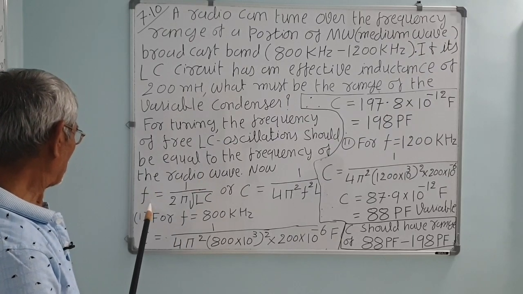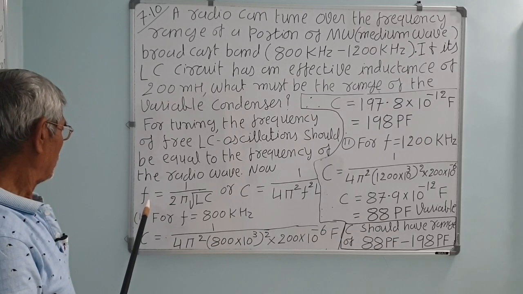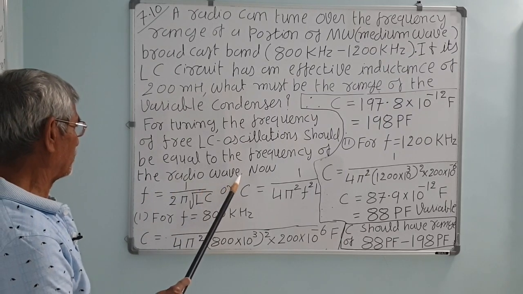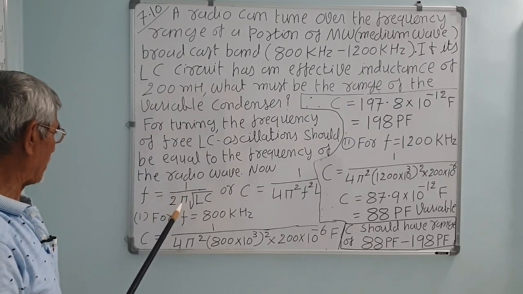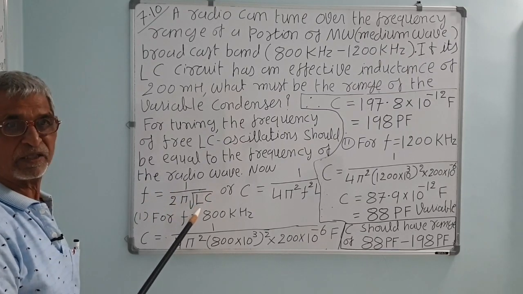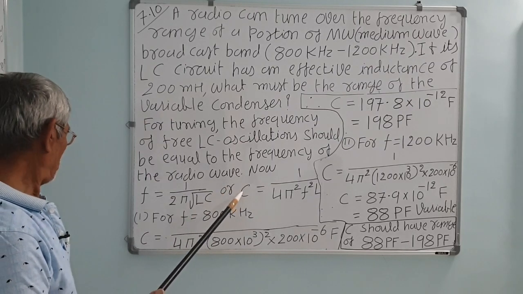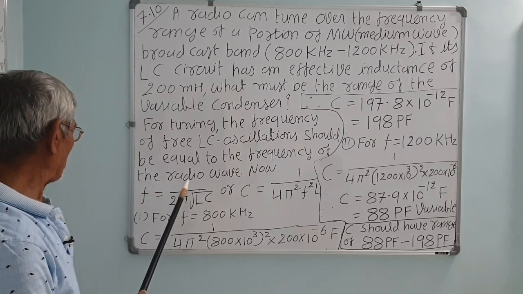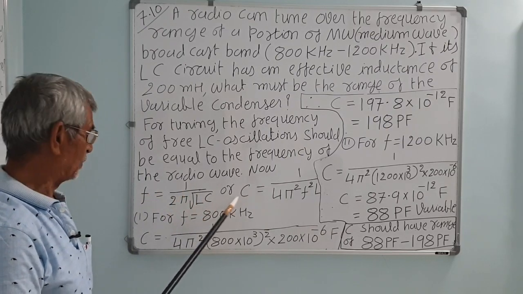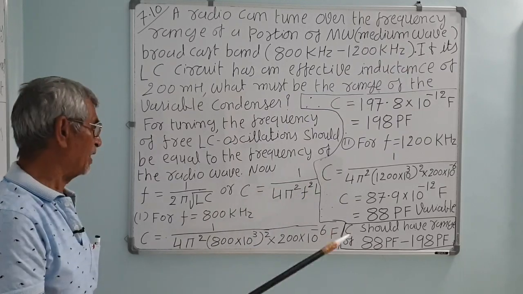So f is equal to, we have to tune our radio according to the radio waves which are coming in our radio. So f is equal to 1 upon 2 pi under root LC, we know that. Or, f square is equal to 1 upon 4 pi square LC. So C is equal to 1 upon 4 pi square f square L.